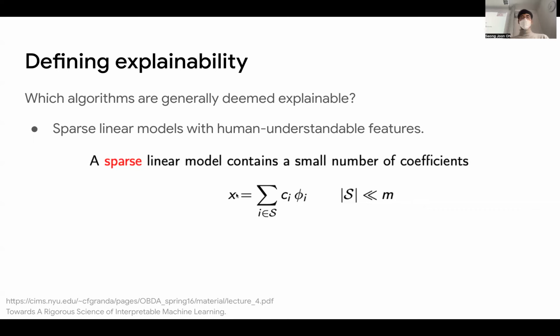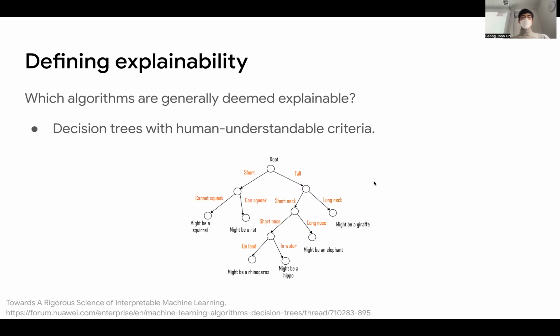So let's say an output is composed of individual terms of features, phi of i, and then there's some coefficient here. And let's say the number of features here is very small. Then this is called a sparse linear model. Since we know very well what the contributing factors to this sum are, we call these human understandable features. So that's a good example of an explainable system.